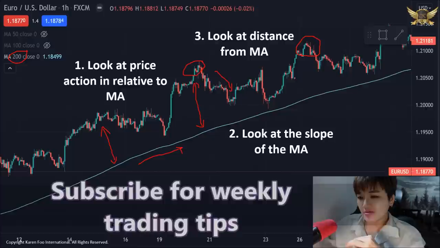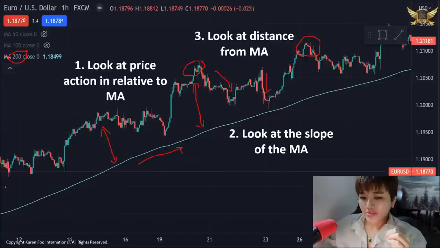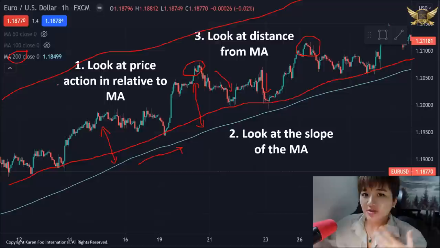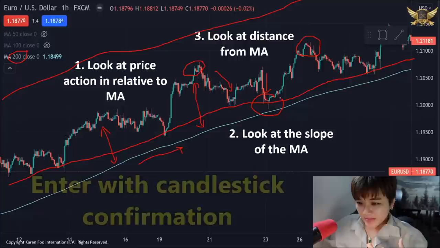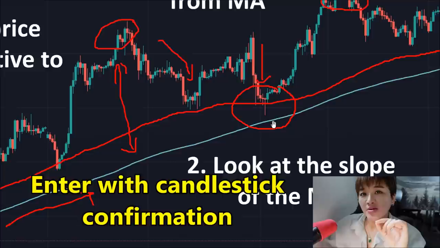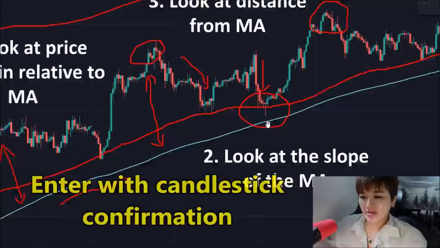And you realize that the price tends to test this area. Okay, bounce off, then bounce off. You realize that it's like an area, but it's not going to go so far until all the way here, okay? Otherwise, it wouldn't make sense to put an MA to begin with. My point is, this is a better place to enter with candlestick confirmation. Okay, you can see that long lower wick, which shows that price has a high chance of going back up. And it's very near the MA.